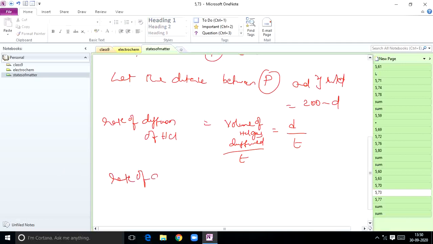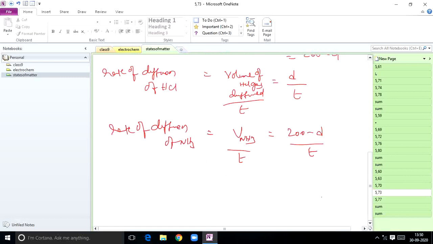Rate of diffusion of ammonia gas. So here, what is the formula? Volume of ammonia gas diffused by time taken. Volume means the distance it will travel, so you can consider it as distance, 200 minus d, by the same time t. The times are the same, it is given in the question itself.